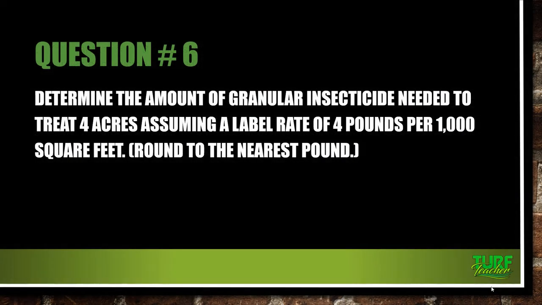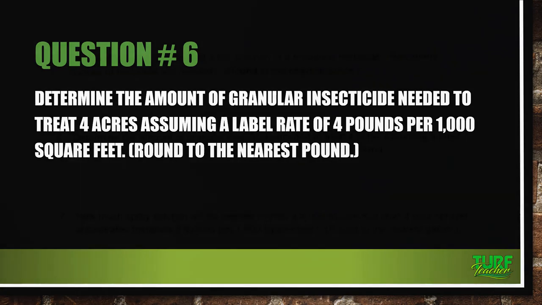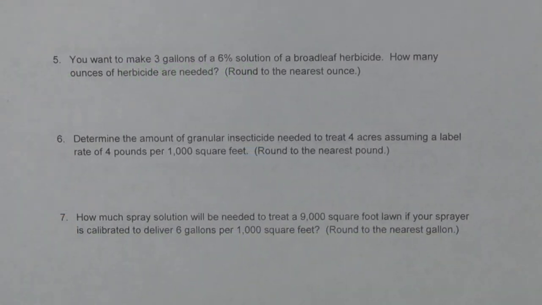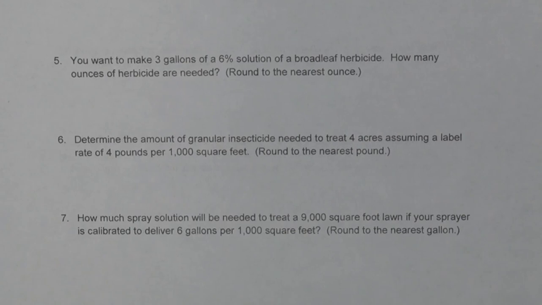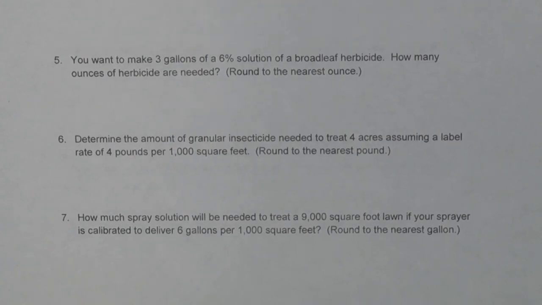Question number six. Determine the amount of granular insecticide needed to treat 4 acres, assuming a label rate of 4 pounds per 1,000 square feet, round to the nearest pound. Let's do the math. Determine the amount of granular insecticide needed to treat 4 acres, assuming a label rate of 4 pounds per 1,000 square feet, round to the nearest pound.